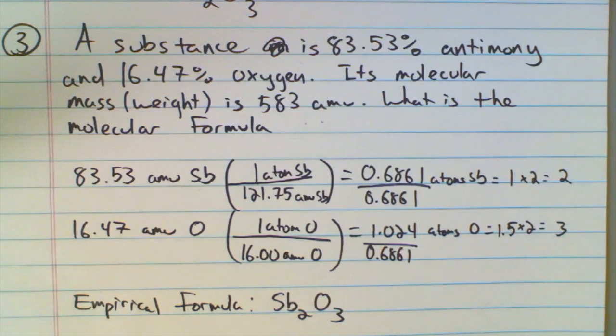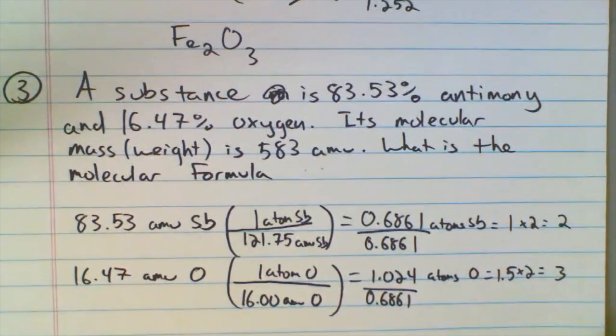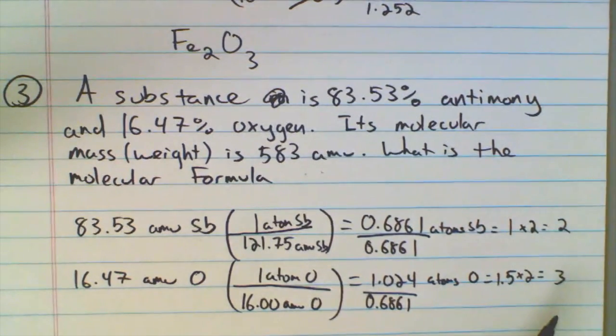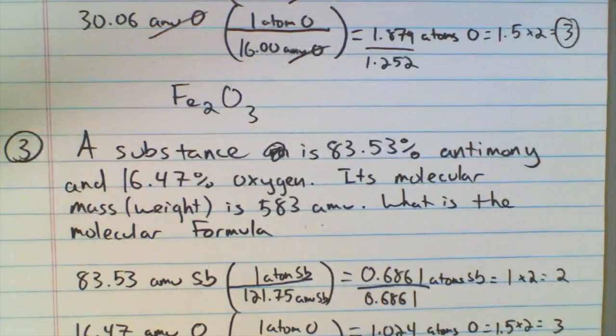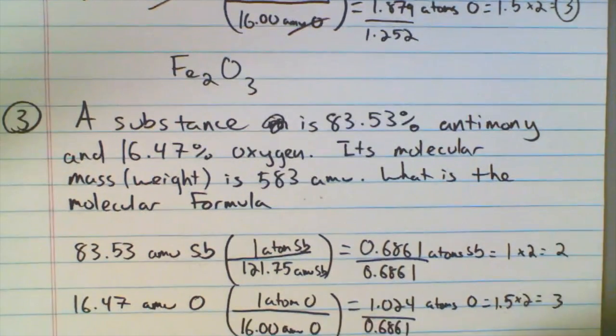How are we doing there? Thumbs up? Okay. All right, so the only thing left to do for the molecular formula is we have to figure out if the mass of the empirical formula matches the mass of the molecular formula. If it doesn't, we're going to have to multiply by some factor. We want to see if these two numbers match. So, how do you guys calculate molecular mass again, molecular weight?